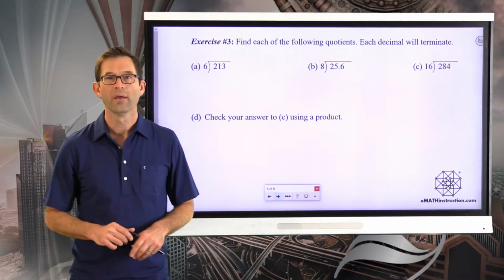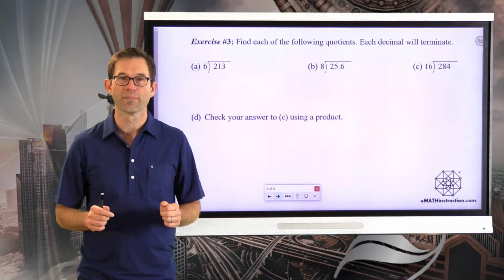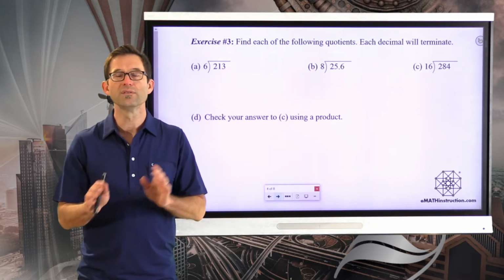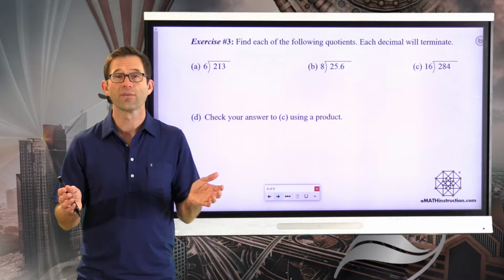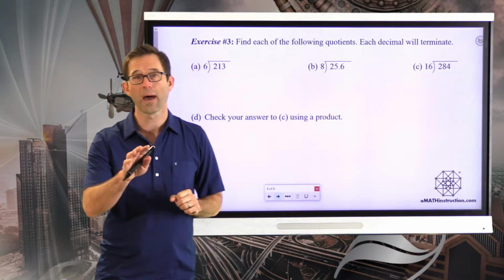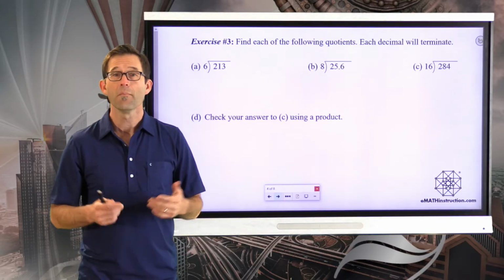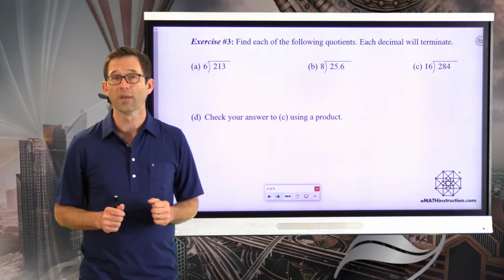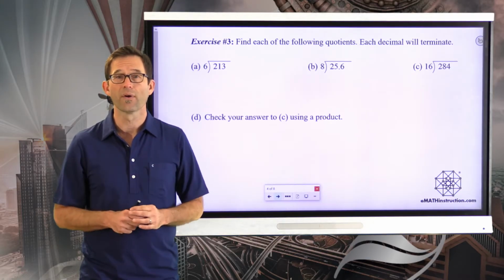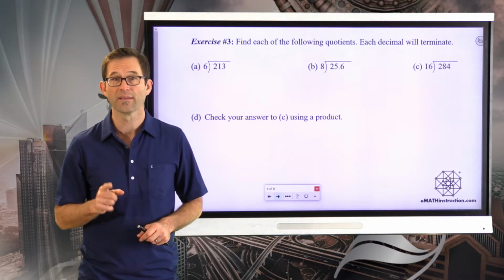Exercise number 3. All right, so what we want to do is find each of the following quotients. Keep in mind that quotient is simply the result that we get when we divide 2 numbers. Now, when we do these division problems, and these are identical to the last one, each decimal will do what's called terminate. We're going to see situations where decimals don't terminate a little bit later on in the lesson, but now what we're really doing is just what we did in the last problem. Let's do letter A together, and then I'm going to have you do letter B and letter C on your own. All right, let's take a look at letter A.